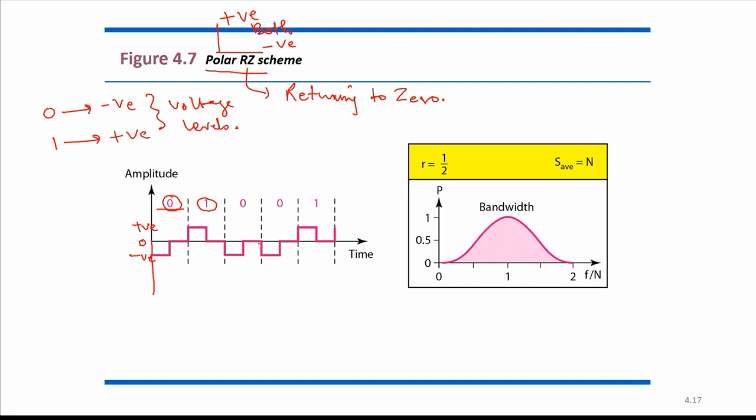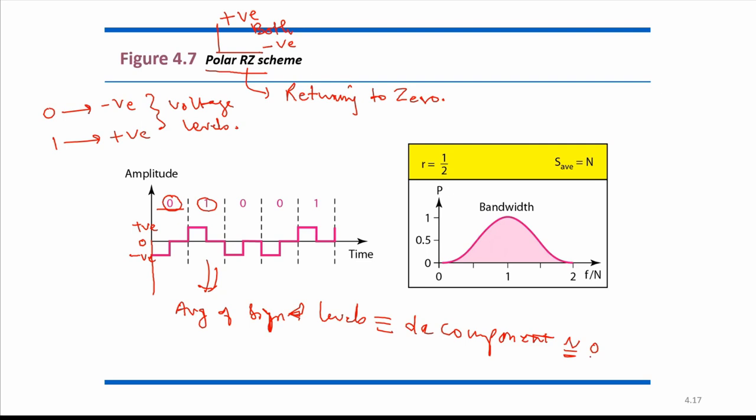Then again it is 0, so it will be going down, then returning to 0. So each time it is returning to 0. If it is returning to 0, that means it is going to basically average the DC. Now if we consider the DC level here, the average can take different values: negative, 0, or positive. If you take the average of the signals, the average signal level is equivalent to the DC component. So here the DC component will be coming out to be 0.